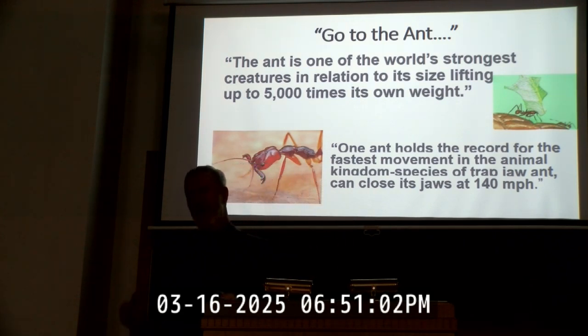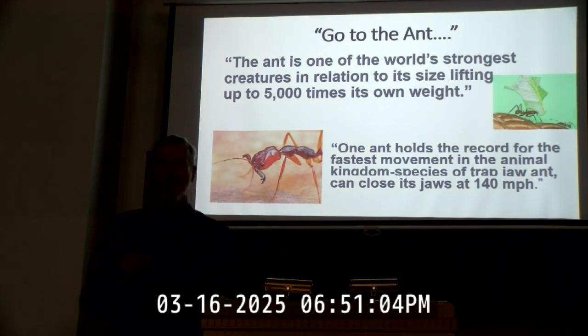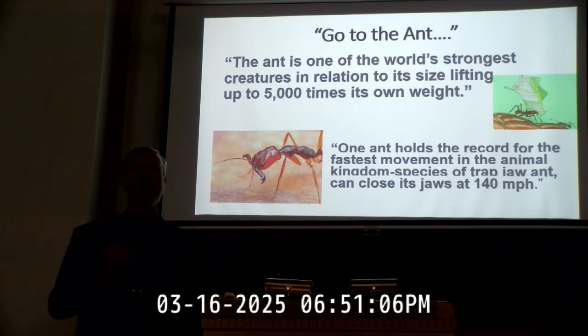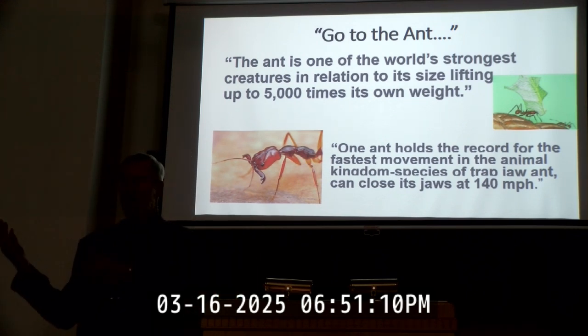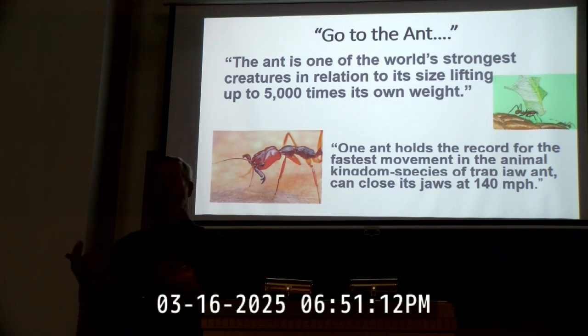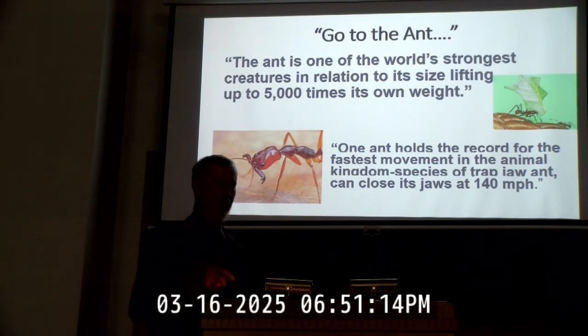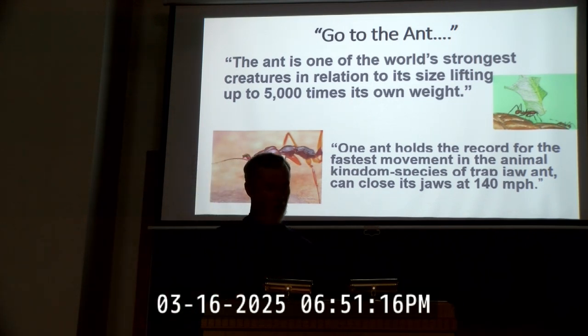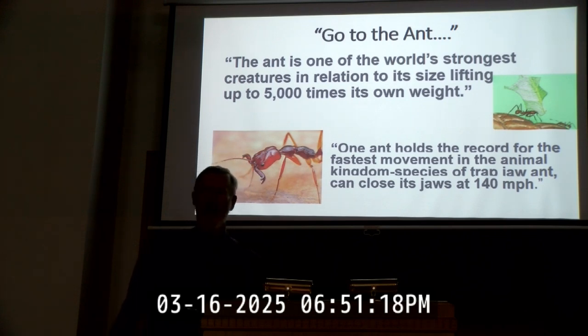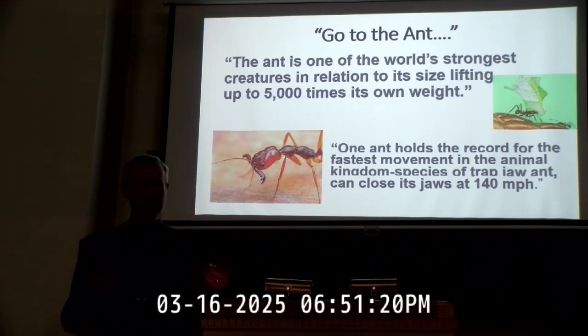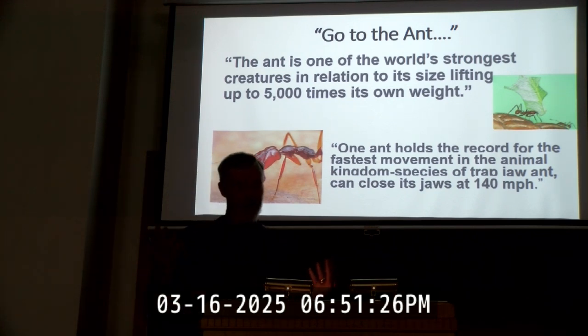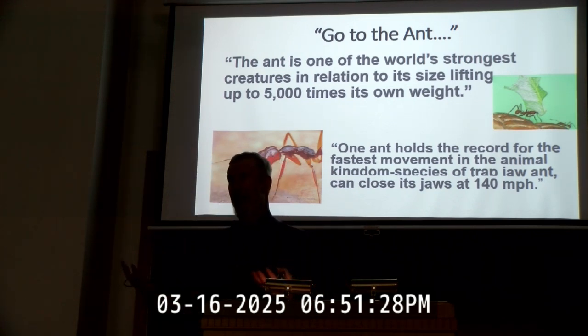A particular ant, the trapjaw ant, sets the world's speed record, the fastest motion by any animal. Now we know that peregrine falcons can fly 100 miles an hour. We know that there are other organisms that are very quick. The trapjaw ant can close its jaws, its pincers, at 140 miles per hour. Now that's pretty quick, all right?